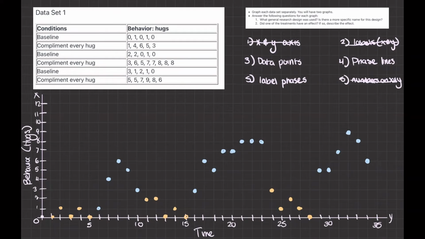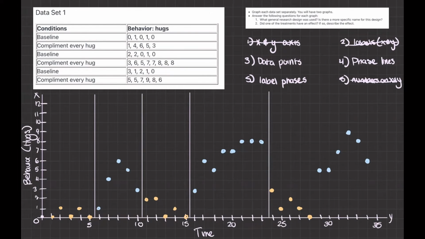Next, we can connect the data points now, but I like to put the phase lines down before so I don't mess up anything. So the phase lines are just in between phases, so between the baseline and the treatment, which is a complementary hug. And now we can actually connect it. The main thing to remember when connecting is to not connect across the phase lines.